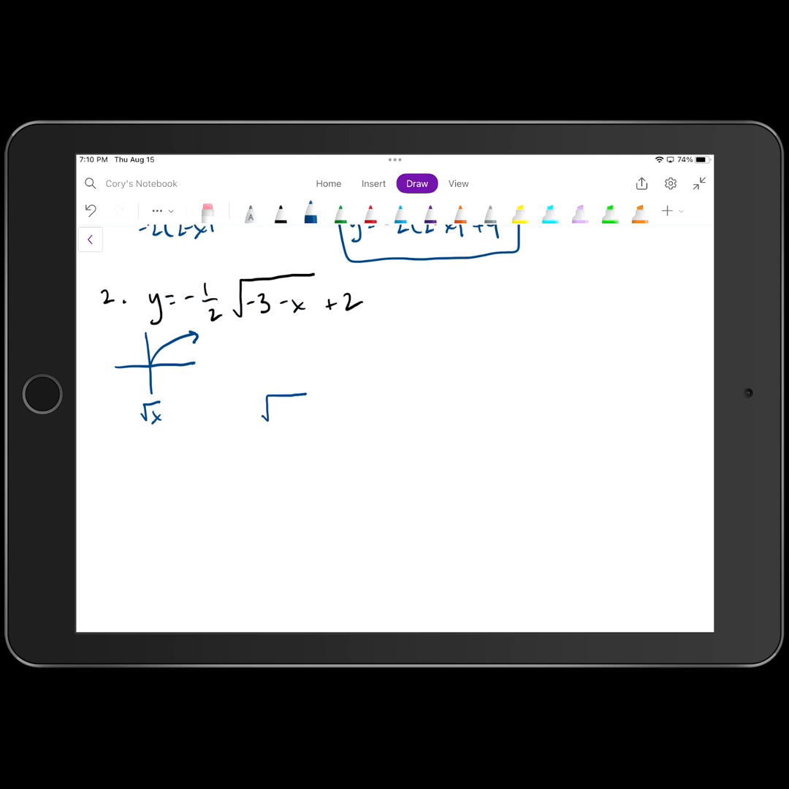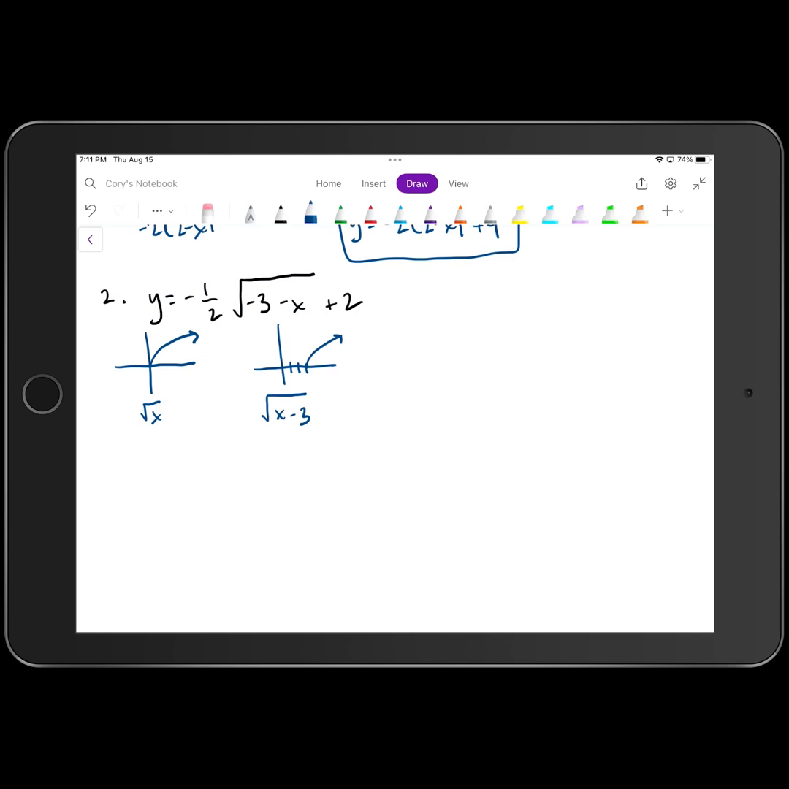So the next function I'm going to graph is root x minus 3. Or you can do negative 3 plus root x. They're both the same thing. Okay, so that's just going to take this graph and shift it 3 units to the right. So our graph looks like so.